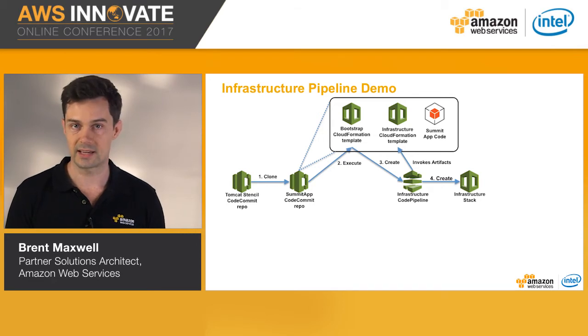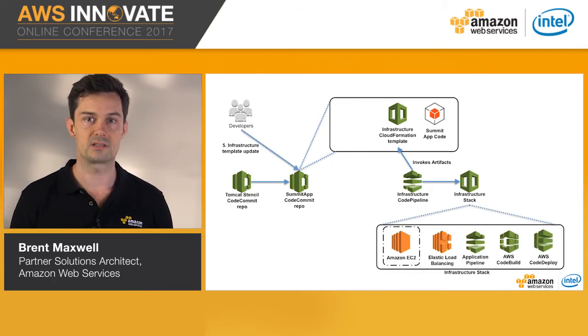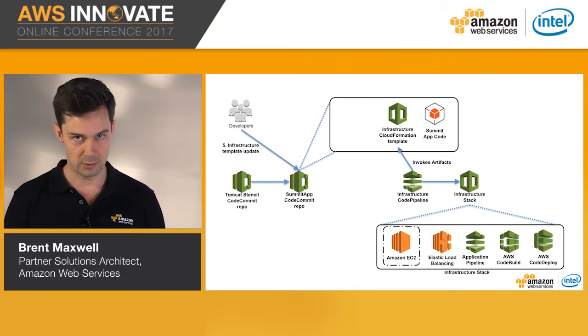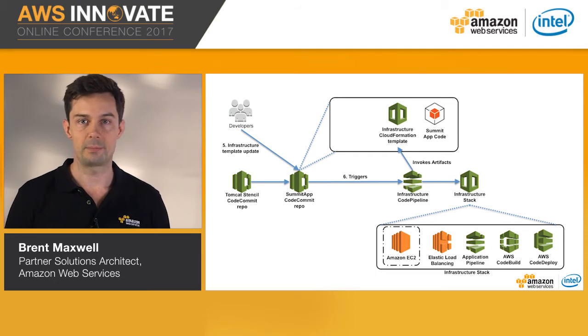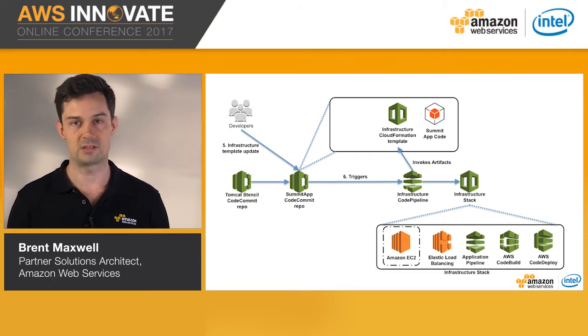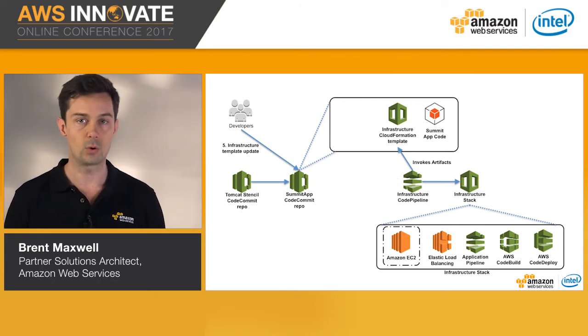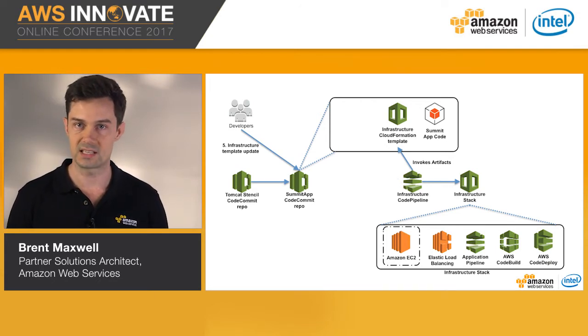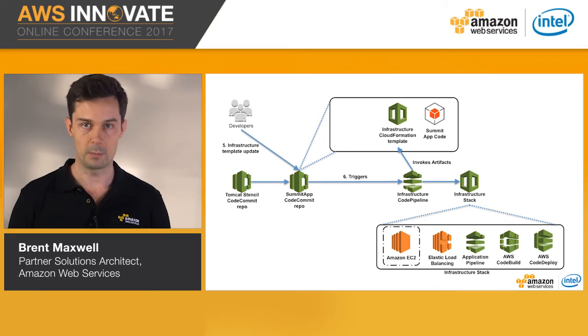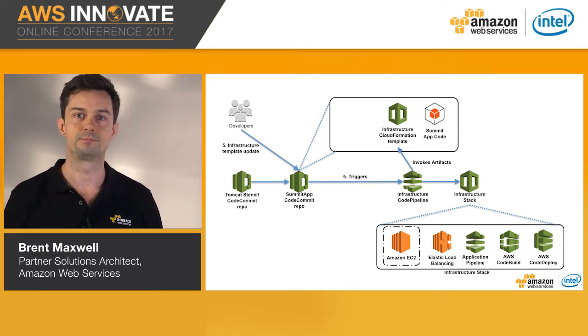So that stack in our case is an EC2 instance in an auto-scaling group. It's an ELB, an application pipeline, CodeBuild, and CodeDeploy. That application pipeline for our demo has a whole bunch of other services behind it though, including Lambda, DynamoDB, SNS, and they're all orchestrating various elements of the testing infrastructure for our application, but we'll focus more on that later.